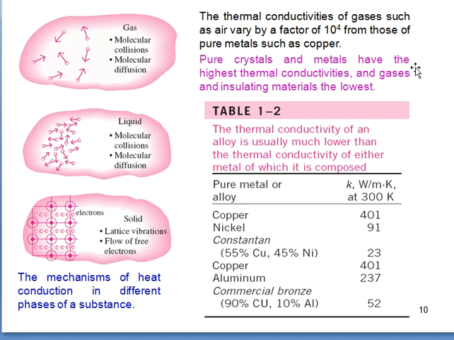The thermal conductivity of gases such as air varies by a factor of 10^4 from that of pure metals such as copper. The variation is very large for the gases compared to metals like copper. Values for pure metals and alloys at 300 Kelvin are given. Also, how conduction takes place in gases, in liquids, and in solids is discussed.